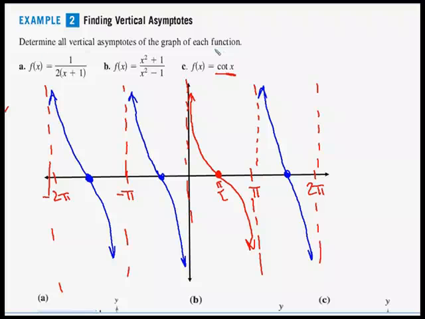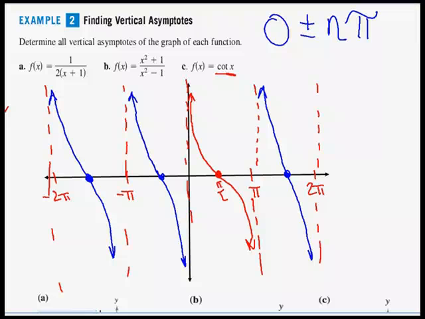So there's all our vertical asymptotes, and we could even write that as, so determine all vertical asymptotes. We would start at 0 plus and minus some integer n times pi. That would give us all the asymptotes to the left or to the right.